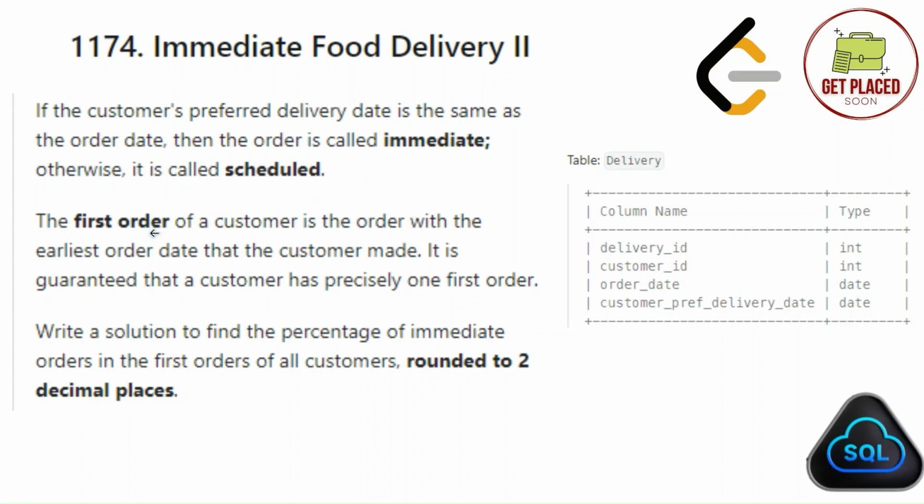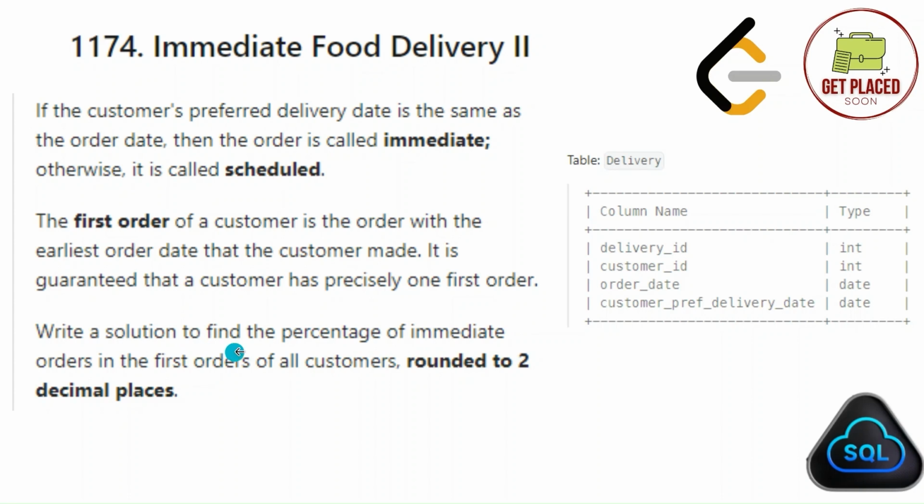There might be multiple customers ordering multiple things. The same customer might order multiple things, right? So a single customer might have made multiple orders. We are only considering the first order of a particular customer. So in the table, for each and every customer present, we will only consider their first order, and we will see for the first order of that customer whether it is immediate or not.